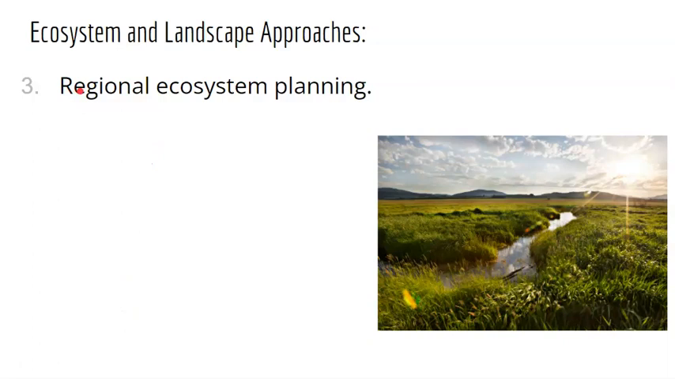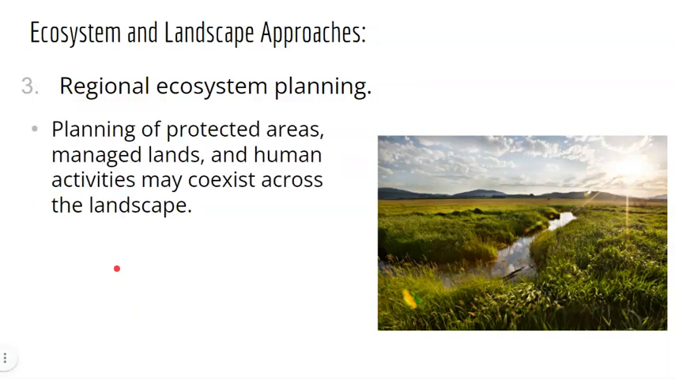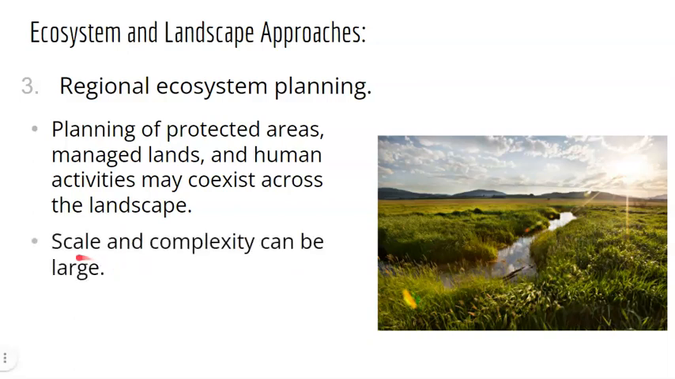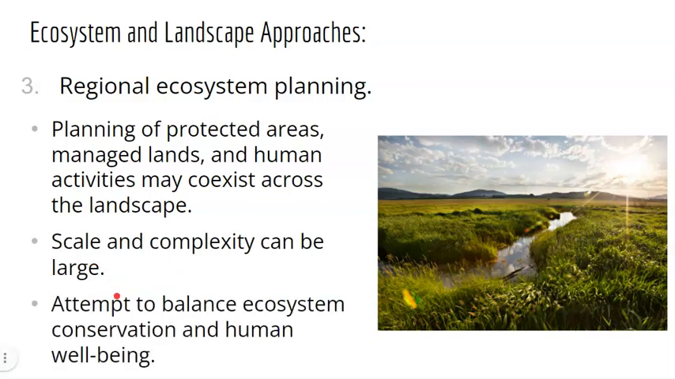And then we can have regional ecosystem planning, and that's planning of protected areas, managed lands, and human activities that can coexist across the landscape. Scale and complexity for this can be large, but it's an attempt to balance ecosystem conservation with human well-being. So it's protecting that habitat, maybe restoring that habitat, but also having it there for at least moderate human use.